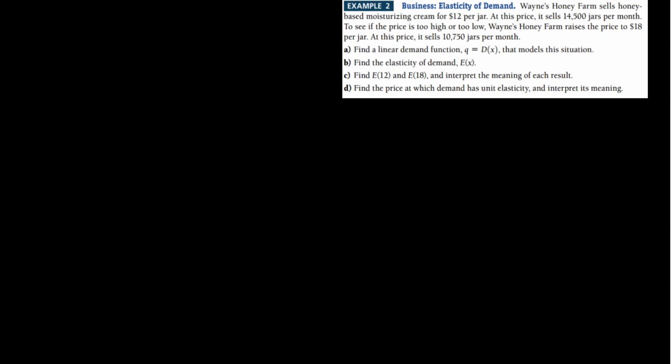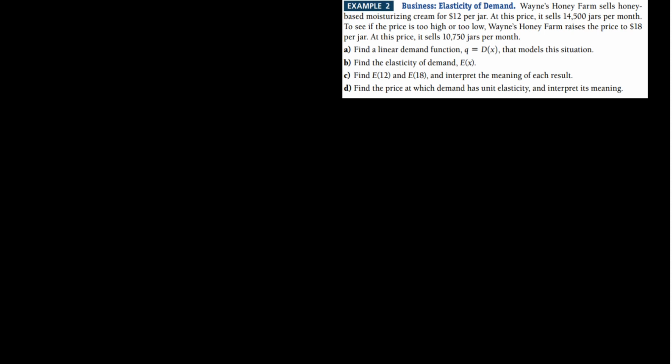Alrighty, so this reads, Wayne's Honey Farm sells honey-based moisturizing cream for $12 per jar. At this price, it sells 14,500 jars per month. To see if the price is too high or too low, Wayne's Honey Farm raises the price to $18 per jar. At this price, it sells 10,750 jars per month. All right, so A wants us to find a linear demand function.